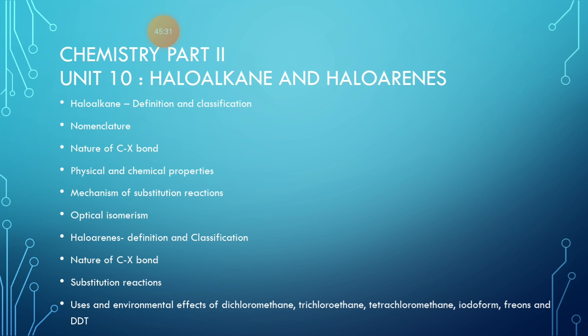Then we are going to learn about optical isomerism: chirality, the asymmetric carbon atom, the chiral center, the enantiomer, and the diastereomer. Those points we will cover in this optical isomerism part. Then we are going to learn about haloarenes: their definition, their classification, the nature of the bond between carbon and halogen in haloarenes, and the substitution reactions in haloarenes.